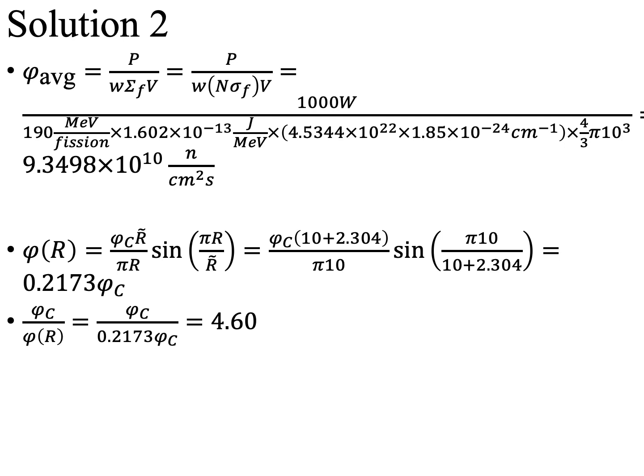So the problem asks for the center to edge neutron flux ratio. So we want to calculate the phi center over the phi r. And this phi c will be cancelled. Then you get 4.6. So it means that the center neutron flux is 4.6 times the edge neutron flux.